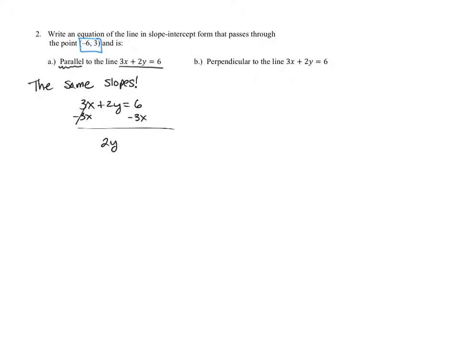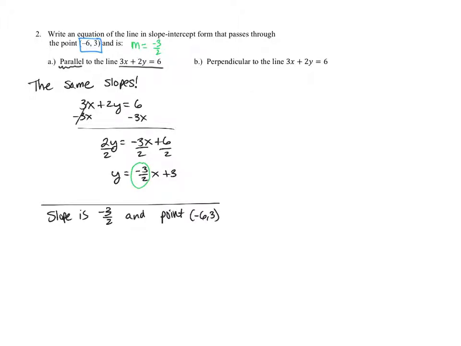We get 2y equals negative 3x plus 6, and we get y equals negative 3 halves x plus 3. So all we need from that is the slope. Okay, so from this old line, what we can gather is that the slope for our parallel line needs to be the same. So our new line now has a slope and a point, and now we can find the y-intercept. That's our next step, using y equals mx plus b.